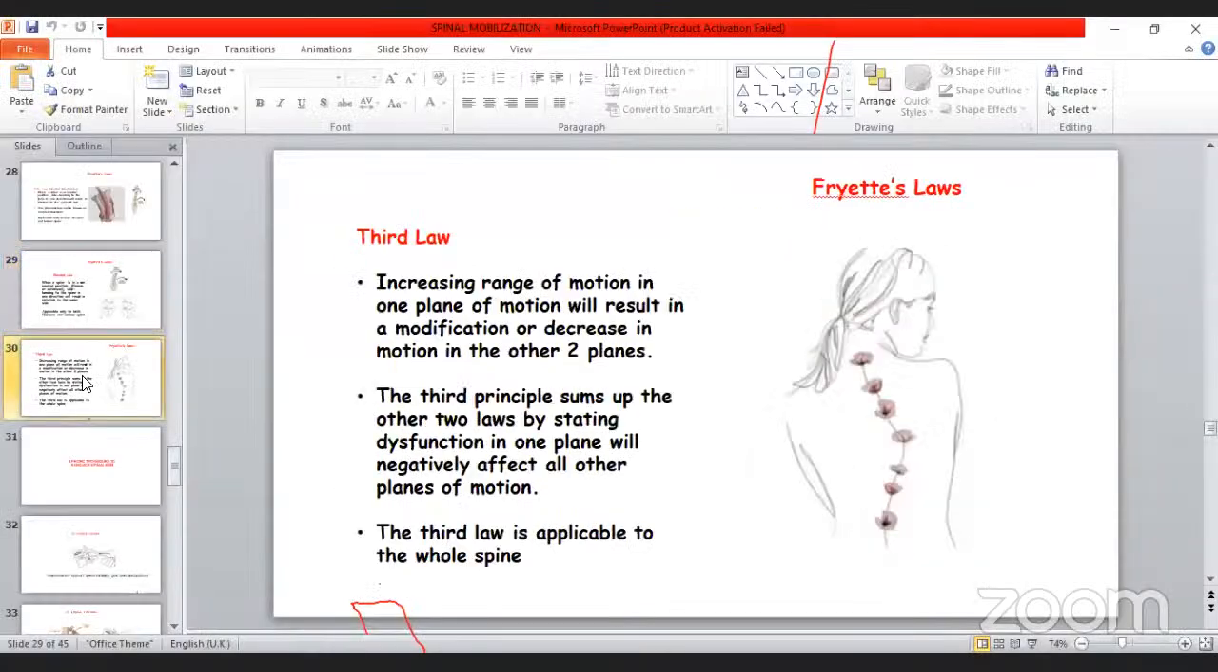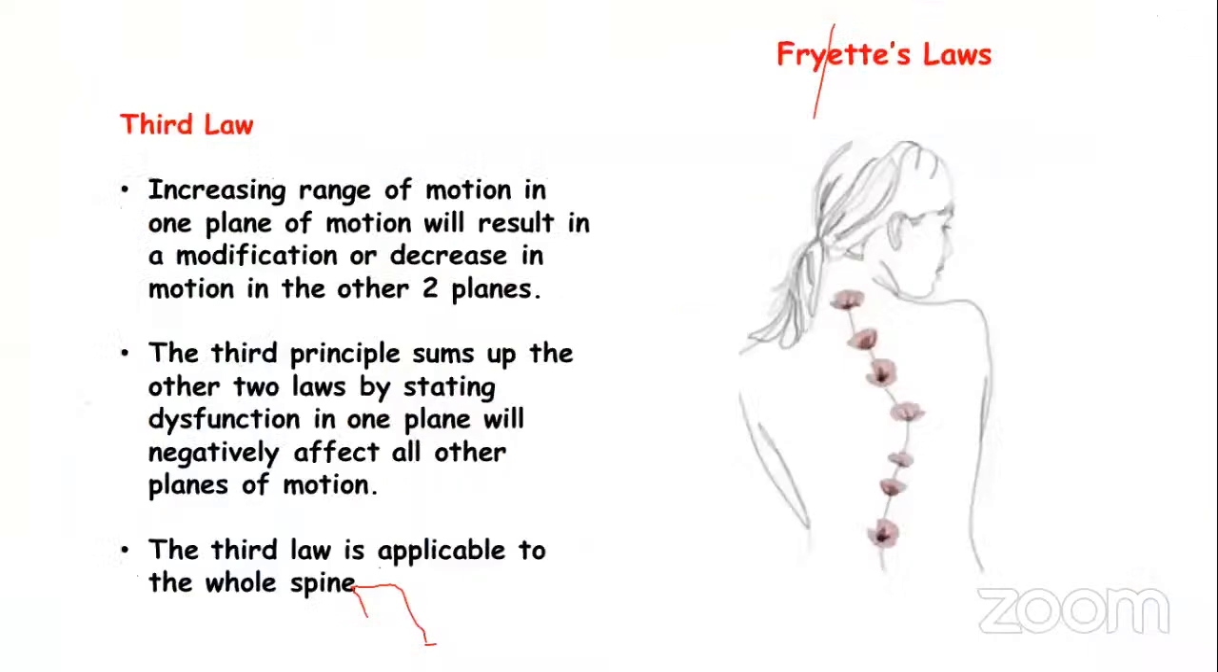Fred's third law states that increasing the range of motion in one plane will result in modification of motion in the other two planes. And I think this is very easy to understand. Consider a patient that is having scoliosis, for example. You know, like we have in this diagram. Scoliosis is not a lumbar postural alignment. So like in this patient now, if you look at the thoracic, the scapular area, there is too much movement, isn't it? To the right. There's too much convexity to the right.